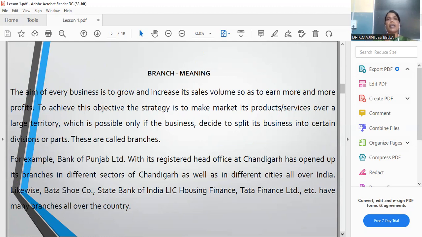For example, I have given some examples here, that is the Bank of Punjab Limited. With its registered head office located at Chandigarh, it has opened its branches in various places as well as in different cities all over the world, as well as in India also. Likewise, the Bata Shoe Company, the State Bank of India, LIC Housing Finance, Tata Finance Limited, etc., have many branches all over the country.